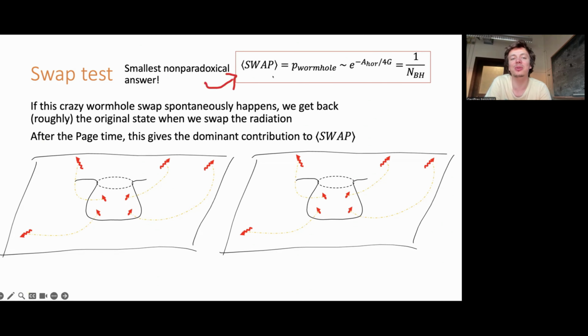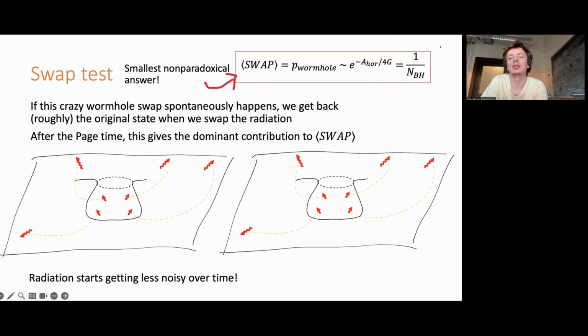But that's also exactly the smallest answer we can get for the expectation of the swap operator without having a paradox. If the entanglement entropy of the noisiness of the radiation has to be equal to the noisiness of the black hole, the entropy of the black hole, which in turn has to be less than the log of the number of states of the black hole, this is exactly what we get if the black hole is just in a totally random state, and then the radiation is purifying that random state.